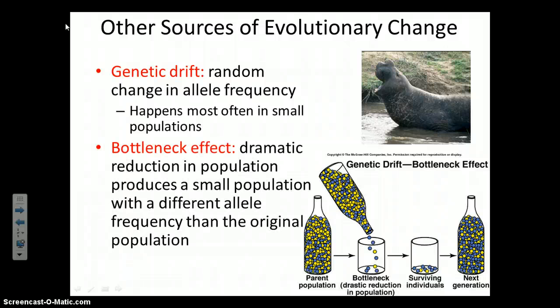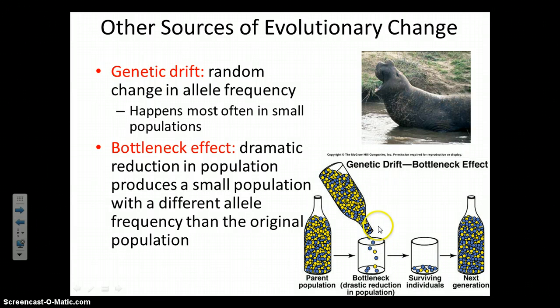One type of genetic drift, which is the second source of evolutionary change, is called the bottleneck effect. And the bottleneck effect is exactly like this picture. So we start out with a parent population, and this represents our gene pool. And for some reason, there's a drastic reduction in the population. A very common way that this happens is through natural disasters. And there's no particular phenotype or genotype that is gaining an advantage here.